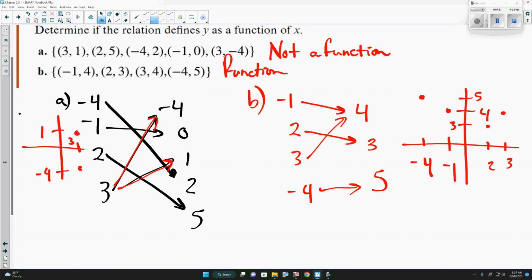That's it. So if you're not sure, go on and graph the points and see, do they line up? Do 2 of them line up? Because we can have 2 different x values going to the same y. We cannot have one x value going to 2 different y values.